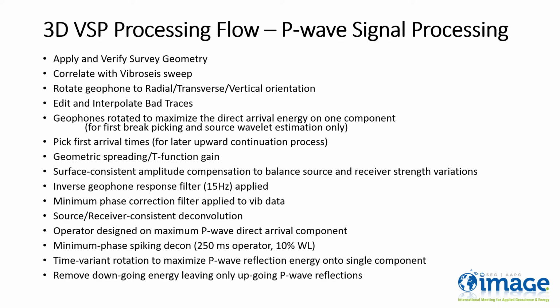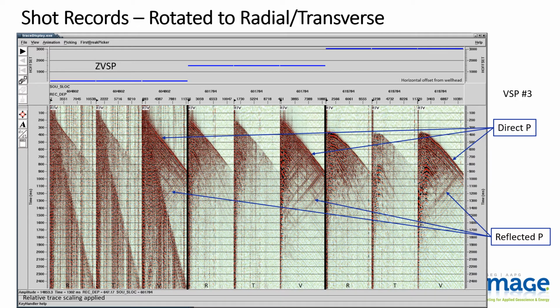Here's a generalized processing flow used for the signal processing of the 3D VSP source records. Since this really isn't a VSP processing talk, I won't go through each step, but we'll instead look at just a few key details. Let's first take a look at some of the 3D VSP source records. This slide shows 3 separate source points from VSP number 3, each with 3 panels showing the 3 geophone components. These traces have been rotated into a radial transverse vertical orientation, and the graph on top indicates the horizontal distance of each source from the wellhead.